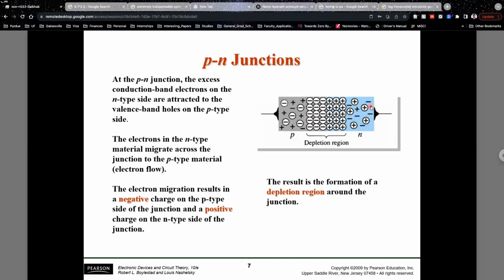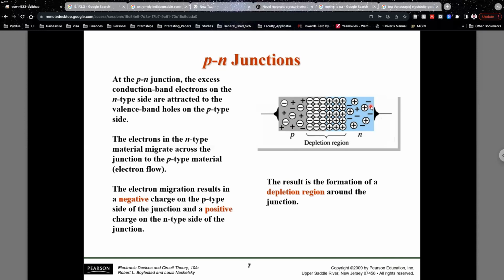So you have these positively charged atoms over here which cannot move. But what they can do is repel the positively charged holes further towards the left-hand side, because positive and positive will repel. If one of them cannot move, the other one will move. So because the atoms do not move, the positively charged holes move further towards the left. Similarly, you have these negatively charged atoms over here on the p side. Because atoms cannot move, they will repel the negatively charged electrons further towards the right-hand side.